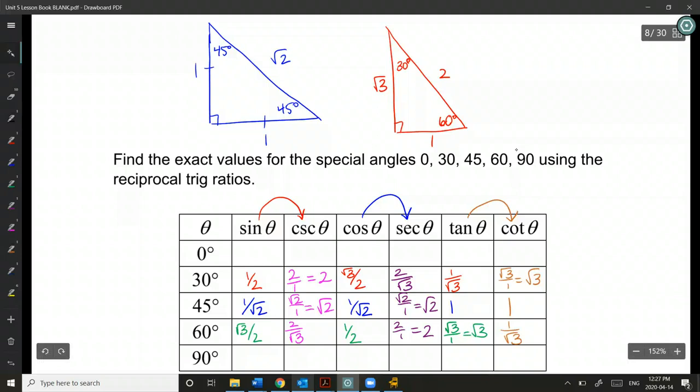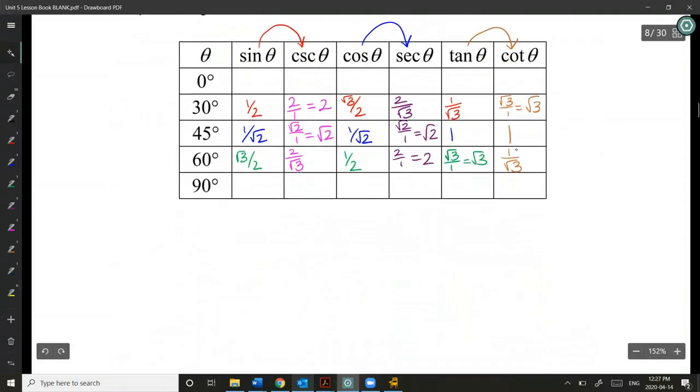Okay, now 0 and 90. This also goes for 180, 270, and 360 as well. We can use this method that I'm going to show you. Of course, we can use our calculator for this, but I can also use the idea we talked about in our previous lesson, which is setting up the trig ratios in terms of x, y, and r. So I'm just going to remind you about that here.